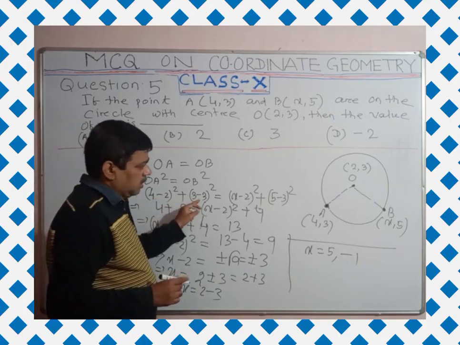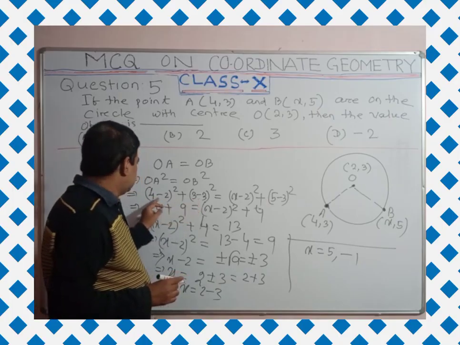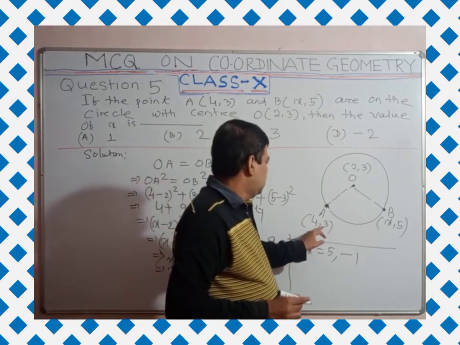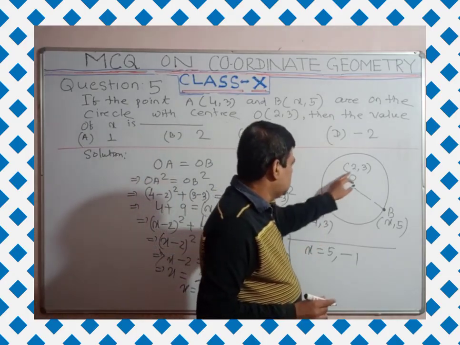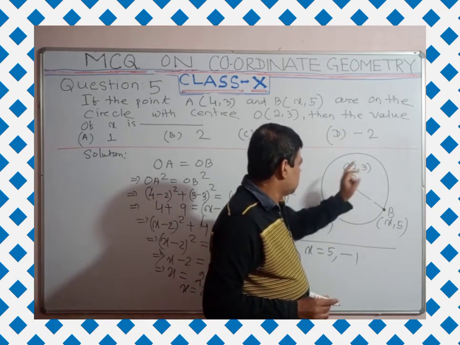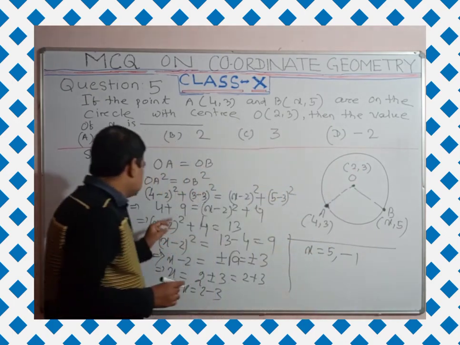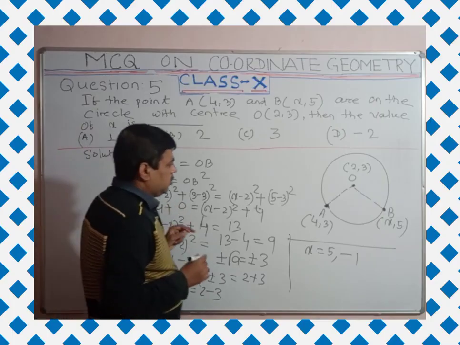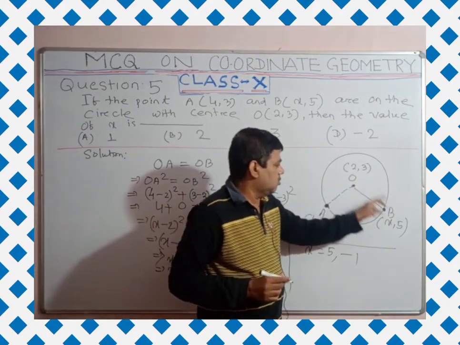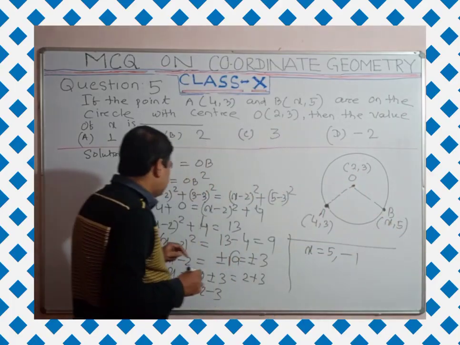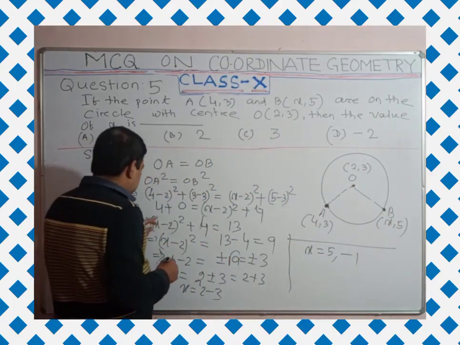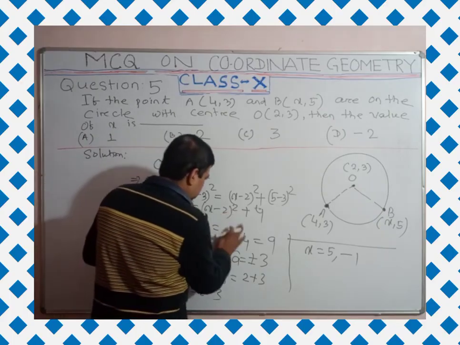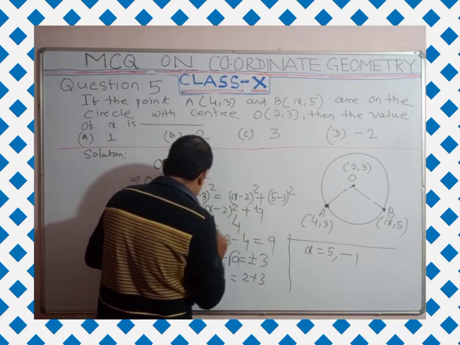So it is a mistake, students. Just to rectify it: 4 minus 2 whole square, 3 minus 3 whole square. Here this is x1, this is 3 minus 3 whole square. So 3 minus 3 whole square will be 0. Understand? Similarly, x minus 2 whole square and 5 minus 3 whole square. And here x minus 2 whole square plus 4 is equal to 4 plus 0, which is 4. Let us check here. Understand?